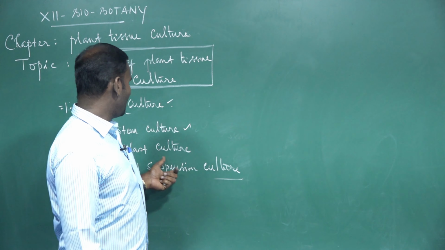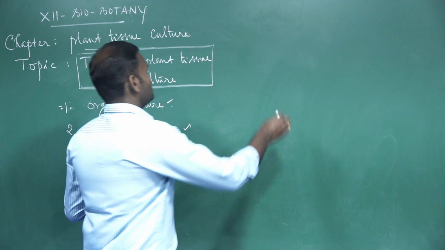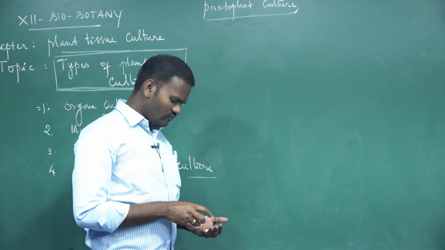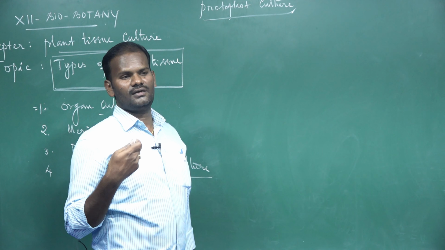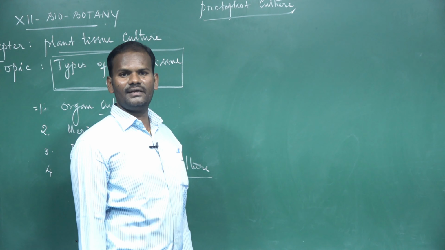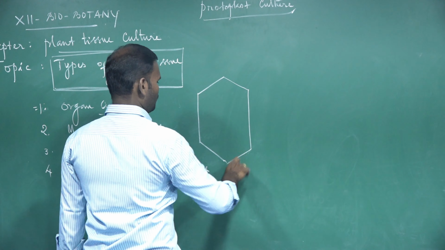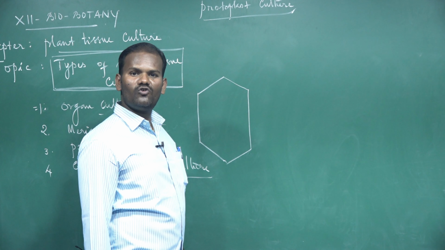Next, the third type of plant tissue culture is protoplast culture. Before we discuss these techniques, what is called protoplast, where is it located, and how to isolate the protoplast from the intact cells? Protoplast is a cell without a cell wall, but it is bound by the plasma membrane.